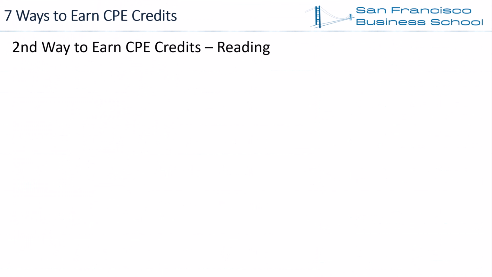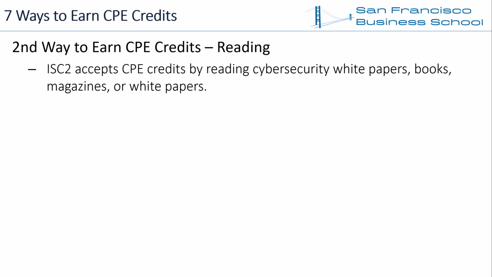Second way to earn CPE credits: reading. ISC2 accepts CPE credits by reading cybersecurity white papers, books, magazines, or white papers. For instance, reading a cybersecurity blog, a business education blog, or a book can count CPEs toward renewing your certification. 1 hour of reading counts as 1 CPE, however, everyone's reading pace is different. So, earning CPE credits through reading resources is not a crystal clear way to go.